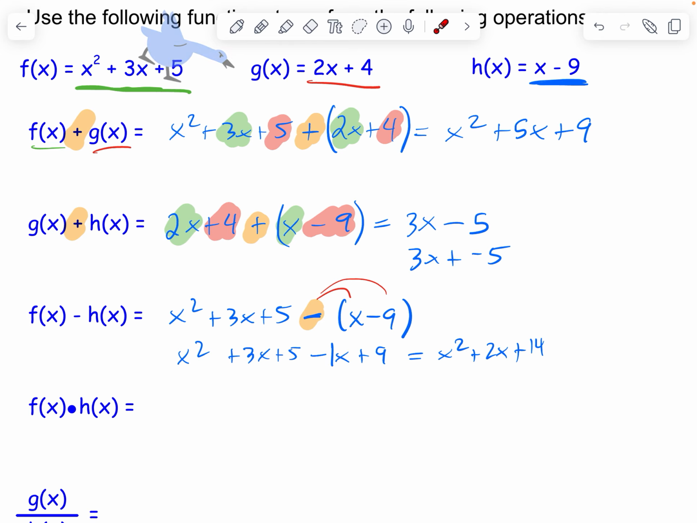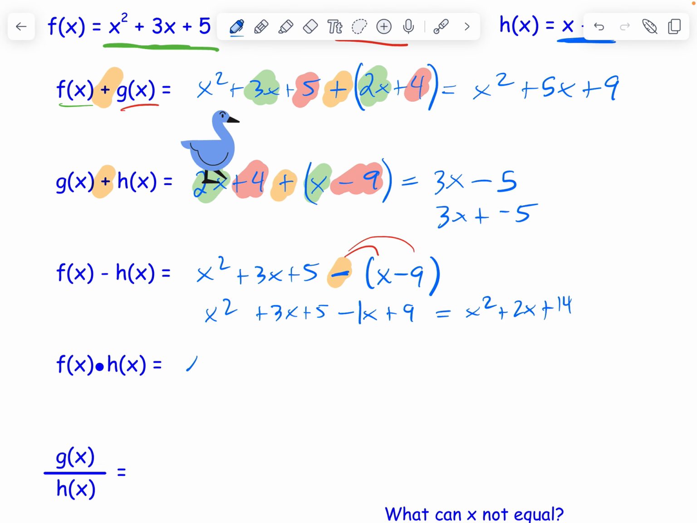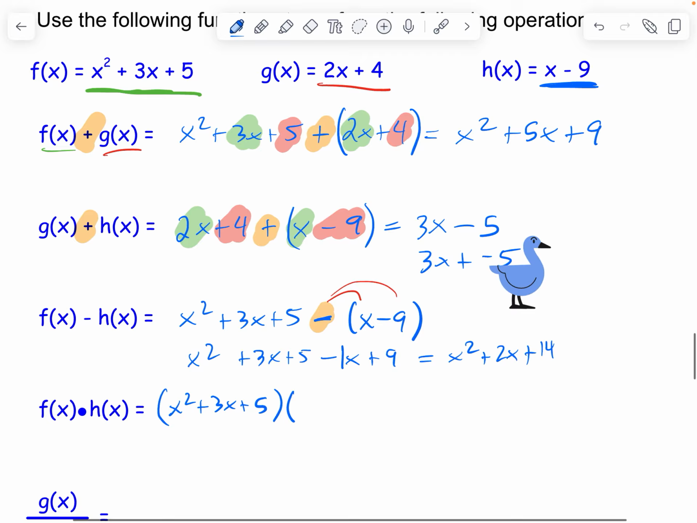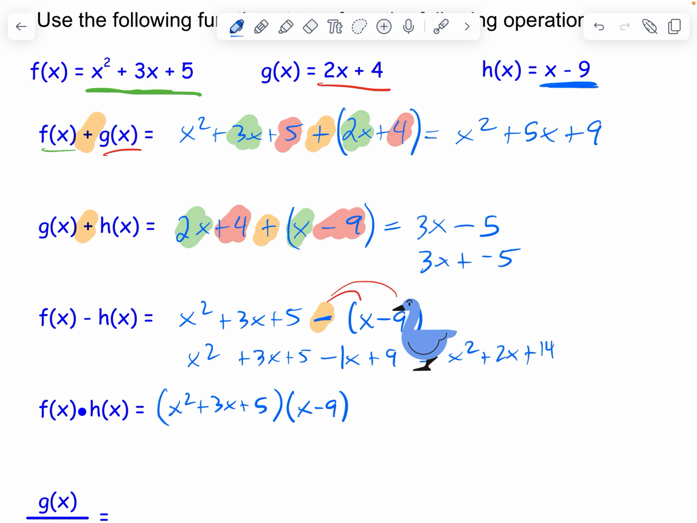Multiplying, we're going to multiply this one times this one. This one's going to take the longest. It is x squared plus 3x plus 5. I'm going to put it in a parenthesis. That's f times h, and h is x minus 9. So this is like FOIL, first, outside, inside, last, but it's bigger than that because there's 3 terms here and 2 terms here. FOIL is when there's 2 and 2.